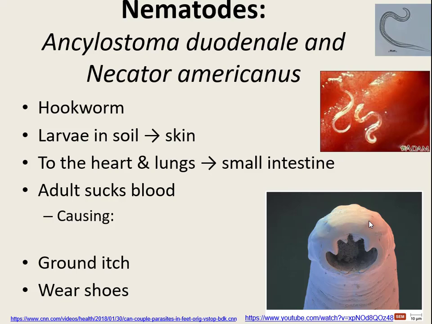Once they get into the intestines, they use their mouth with their jagged teeth to attach themselves to the small intestine and suck blood. So they cause anemia. And even though they only suck about 3 drops of blood a day, there's never just one hookworm. You may have hundreds of hookworms all drinking 3 drops of blood a day. That adds up to a lot.